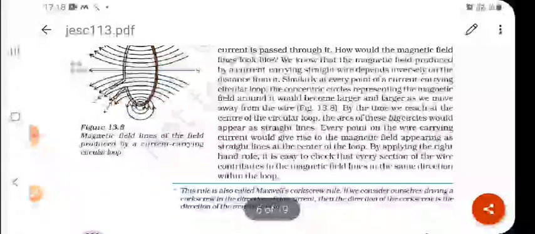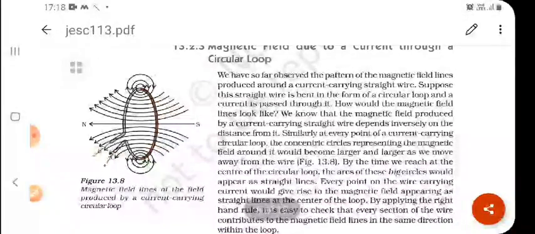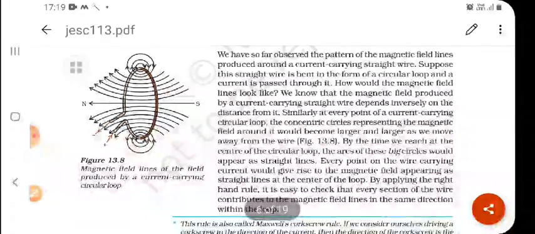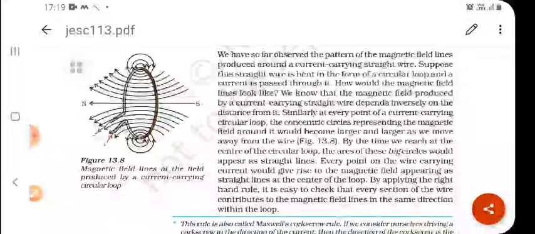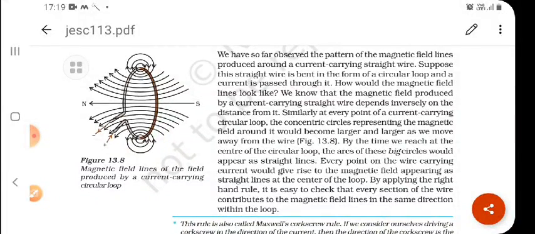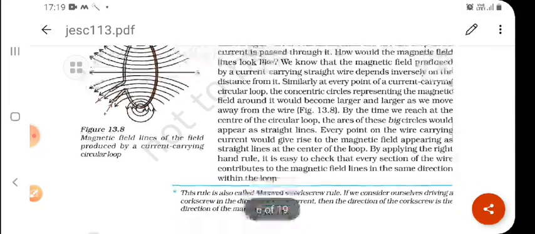This is shown by the circular loop, the pattern of the magnetic field lines. At the edges there are concentric circles, and near the north and south axis the field lines are shown. The big circles appear as straight lines here in this pattern.